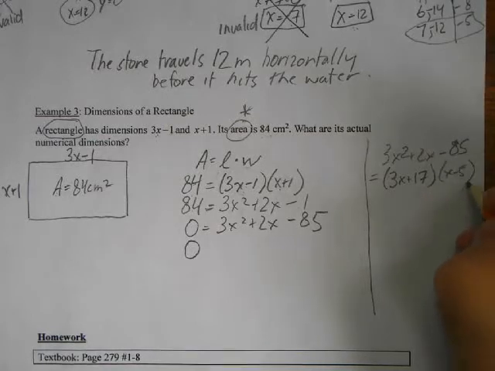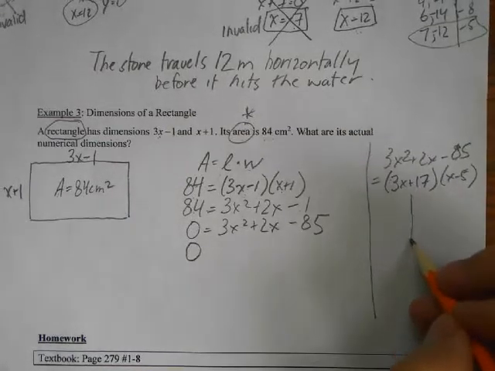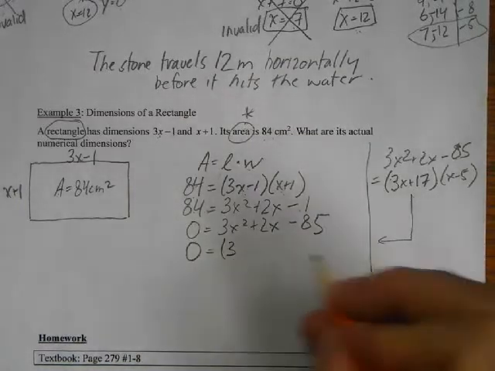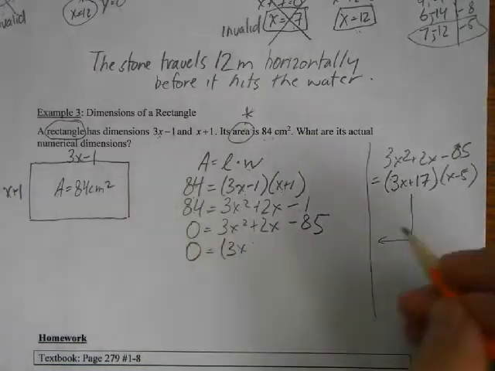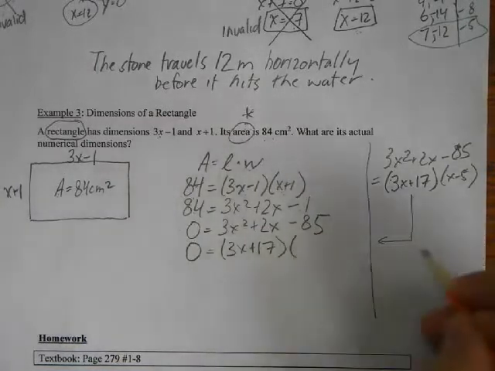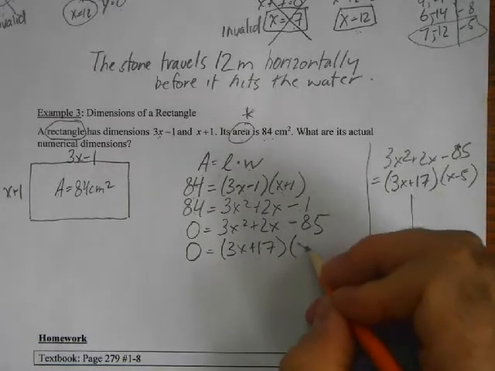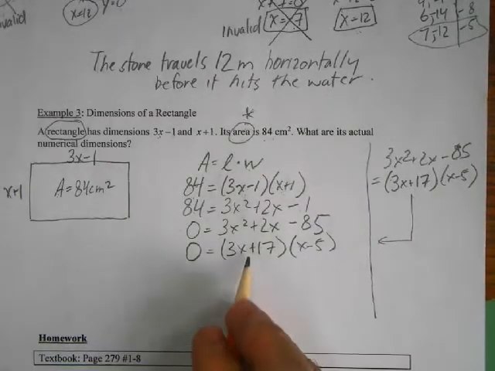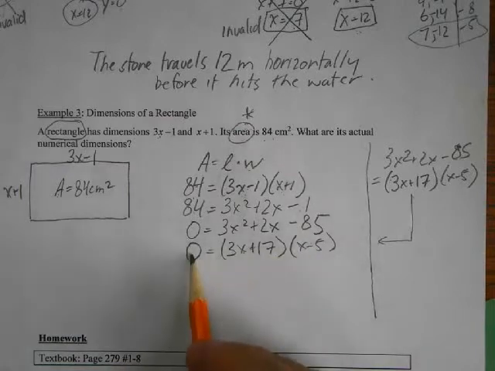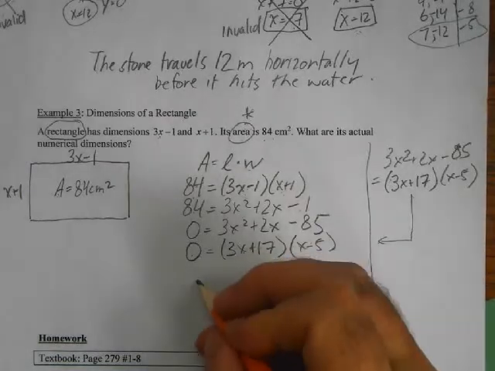Okay, so I'm going to put those back into here. Now that I've factored the whole thing with 0 on the other side, it's 3x plus 17 times x minus 5. And now I can set these factors to 0, because one of these must be 0 for the other side to be 0. So I'm going to show you a little shortcut here.